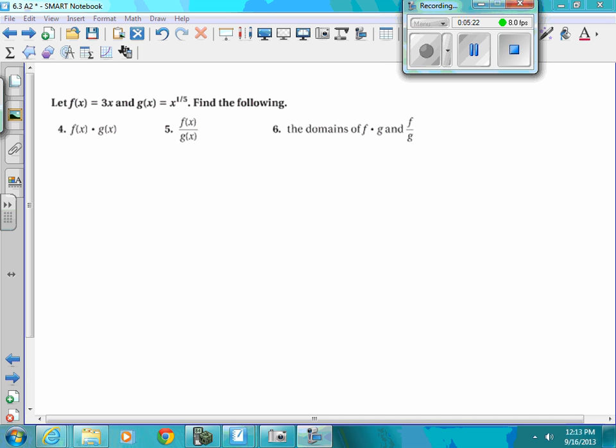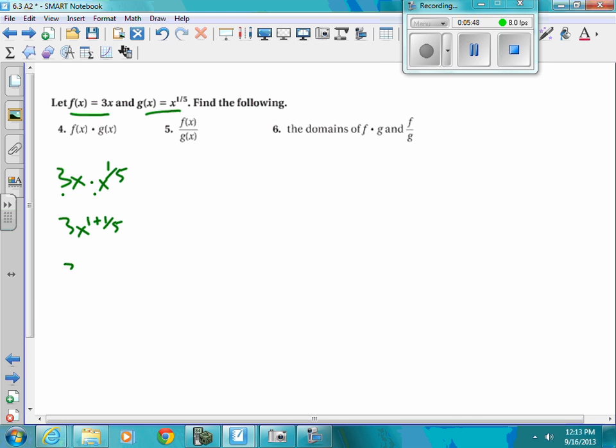Let's practice multiplying and dividing, the other two operations we are accustomed to. So here's our f of x, here's our g of x this time. So f of x is 3x times x to the 1/5. Remember, when you multiply, we multiply the coefficients. 3 times 1 is 3. And with the variables, we add the exponents. That's really to the 1 power. So 1 plus 1/5, or 3x to the 6/5 power.